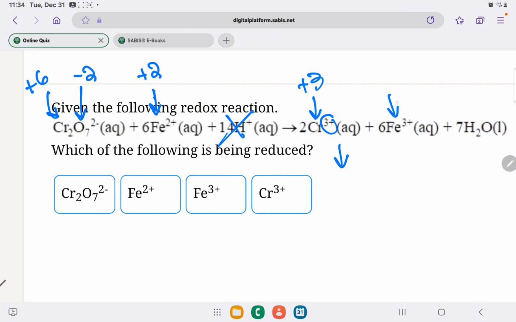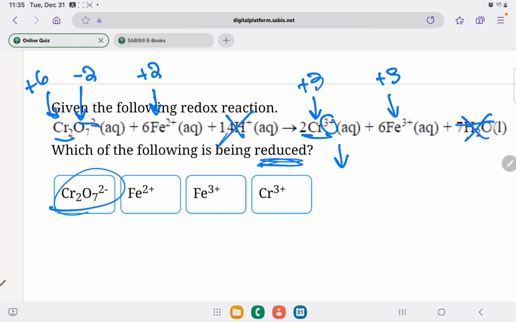And then here Fe again, plus 3. Okay, so let's check which oxidation number got decreased, because we're checking which ones got reduced. So Cr2 went from plus 6 to plus 3. Okay, there you go, we found the answer. So Cr2O7, that got reduced, but if you want to check, you can check.